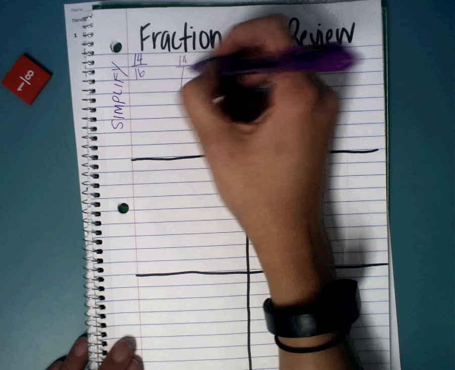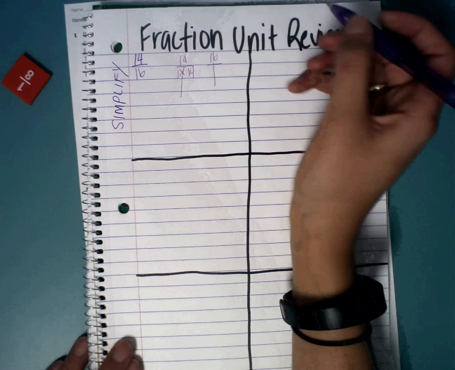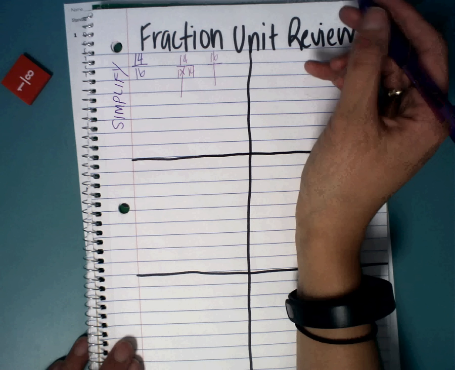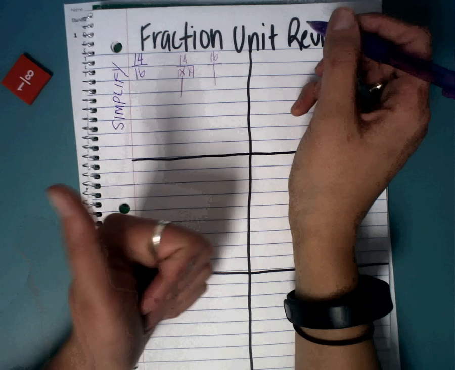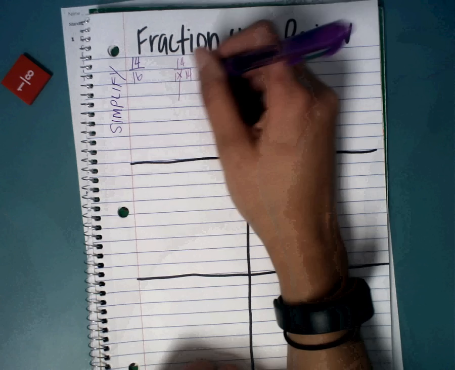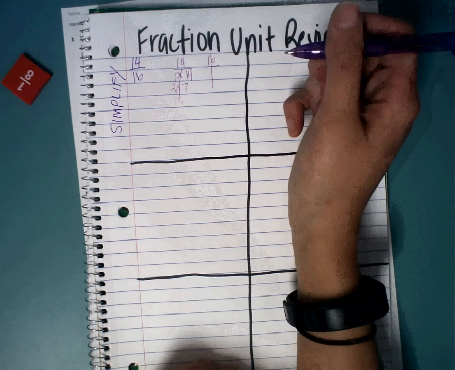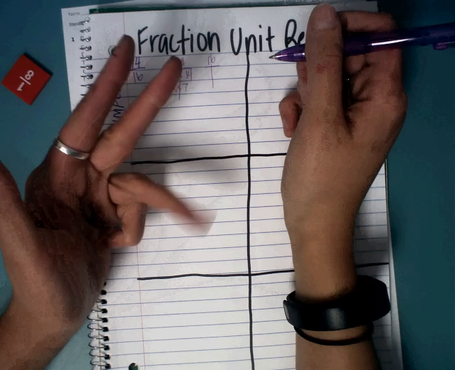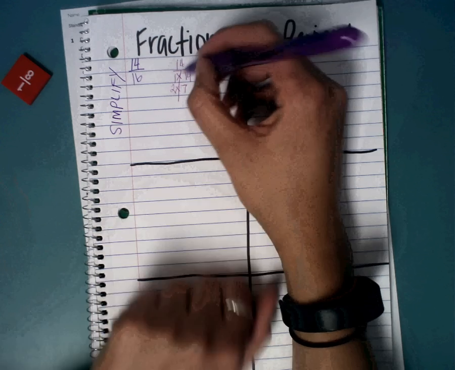Is there 1 times something I can do to get 14? 1 times 14. Is there 2 times something I can do to get to 14? 2 times what? 2, 4, 6, 8, 10, 12, 14. 7. Is there 3 times anything I can get to 14? Let's count by 3s and check. 3, 6, 9, 12, 15, 18. Nope, didn't get to 14.